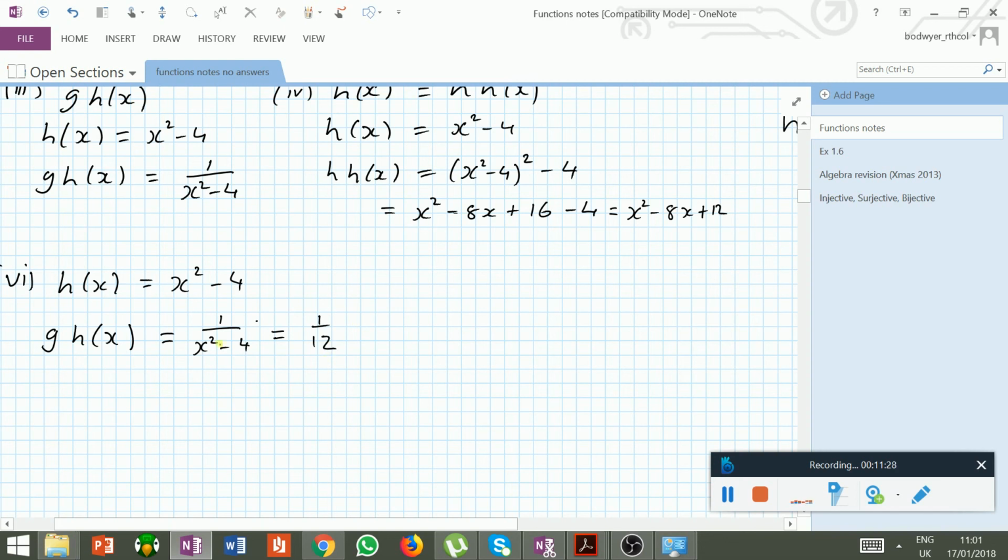Now, because you have a fraction and there's a 1 on top of both fractions and there's an equal sign, you can just equate the bottoms. If the ones are the same, you can equate the bottoms. You can say x squared minus 4 is equal to 12. X squared would be equal to 16, and then x would be equal to plus or minus 4.